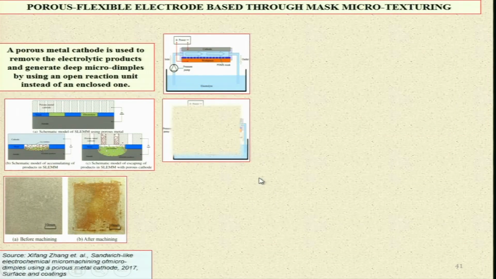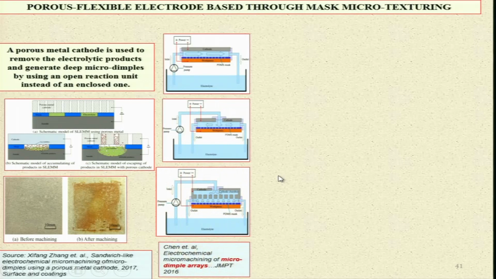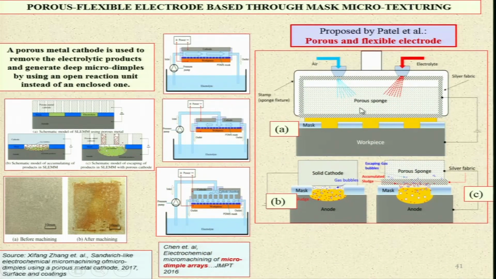Now you can see here again how it is being done, that can be seen over here. We are using this atomized jet flushing over there, and you can see here this is the mask, electrolyte is being supplied over here, this is the tool, this is the workpiece, and you can see these are the final shapes. Before machining it is like this, after machining it is like this.